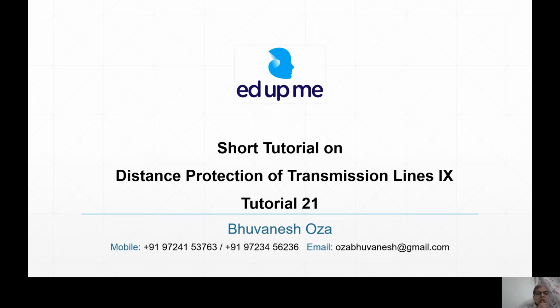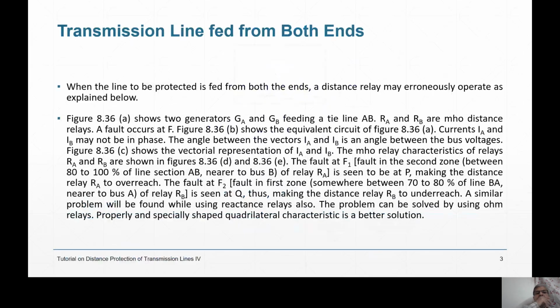We have been talking about the problems in distance measurement. We have talked about many problems. Now we are coming to one more problem, that the transmission line is fed from both ends. If the transmission line is fed from both ends, then what will be the problem that we would like to see?